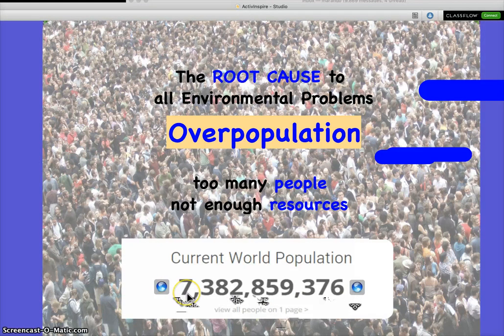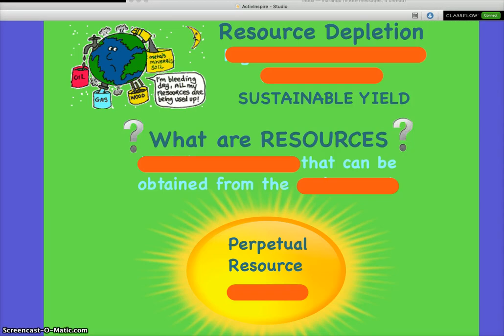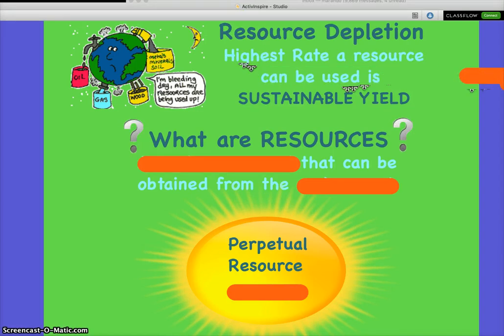But 7 billion, when I started teaching this class 20 years ago, was 6 billion. Now we're at 7. Every year it's more. I don't think that'll ever be a question because we can't keep up. Resource depletion means we're going to utilize that resource to a point where it becomes unavailable, or at a rate past where it can replenish, right? The highest rate you can use a resource would mean you're depleting that resource.